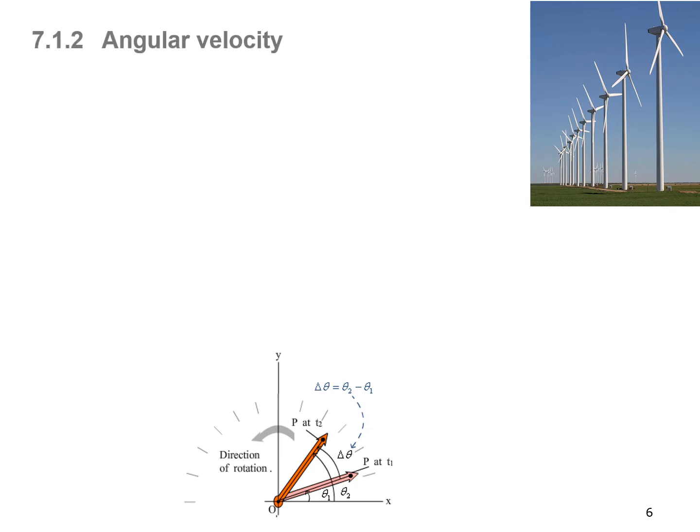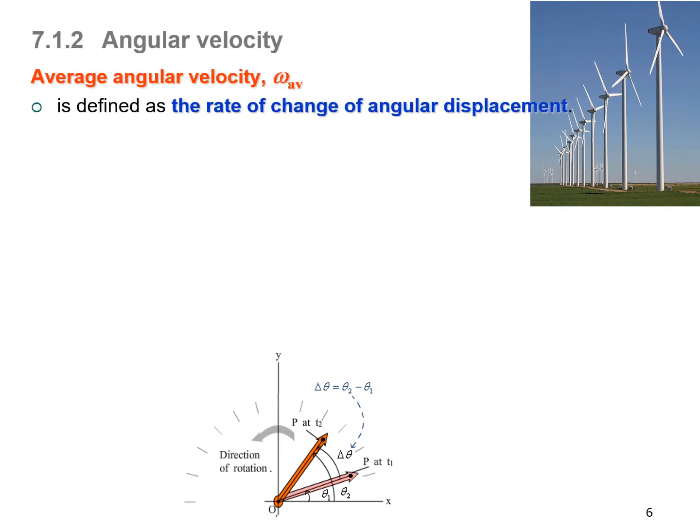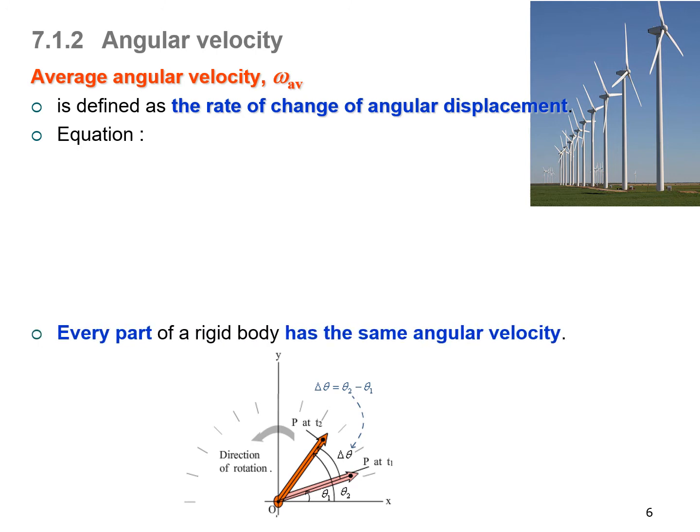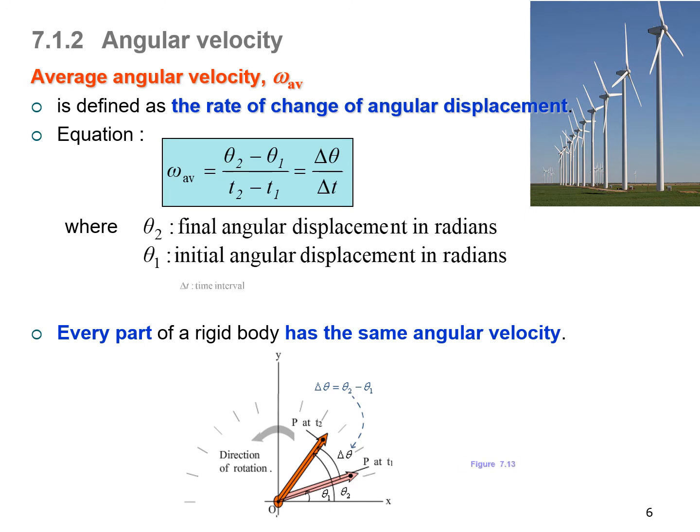Right now, we proceed with angular velocity. Okay, we start with average angular velocity, symbol omega average. Average angular velocity is defined as the rate of change of angular displacement. Equation given: omega average equals final angular displacement minus initial angular displacement, divided by t final minus t initial, or equals the rate of change of angular displacement. Every part of a rigid body has the same angular velocity.